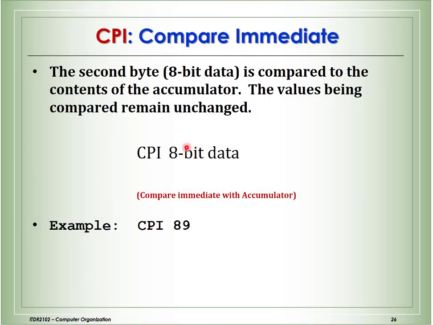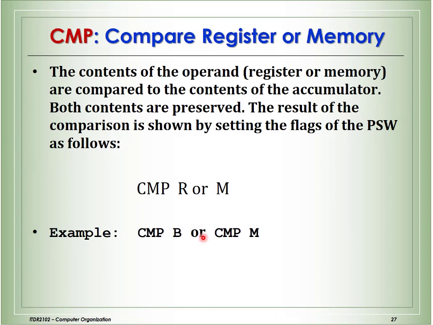Then we have CPI, which is compare immediate. So 8-bit data we are going to compare with the accumulator. Whatever the data is here, we compare with the accumulator. For example, 89 we are going to compare with the accumulator. It is a constant data, the input. The last one is compare immediate. Now there is also compare for register or for memory.